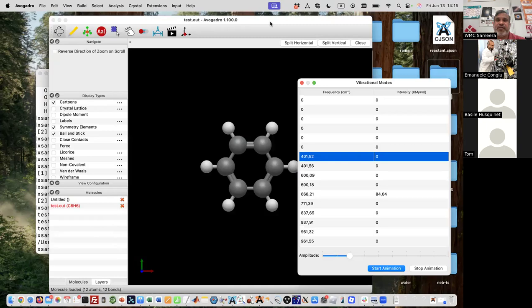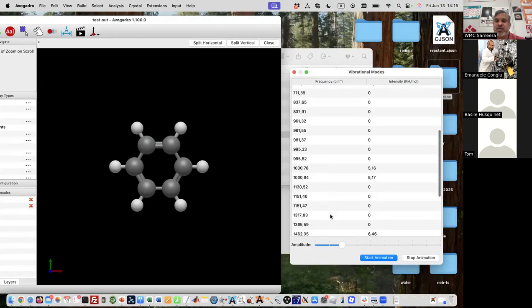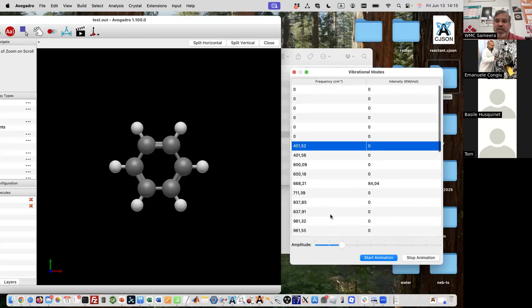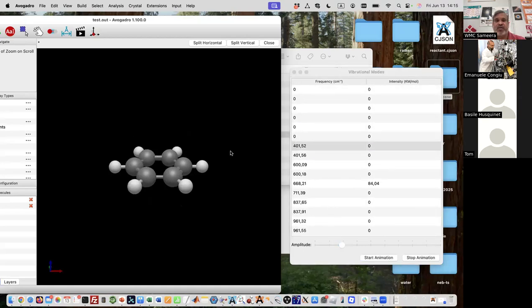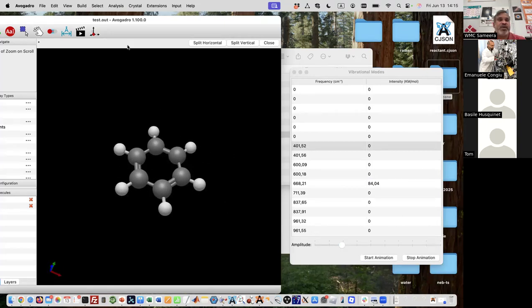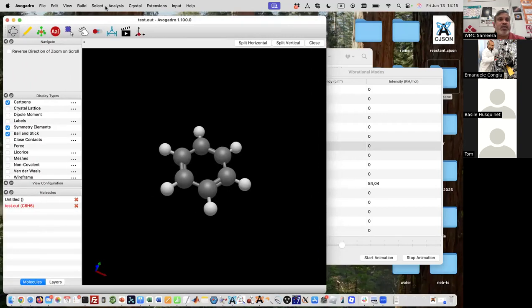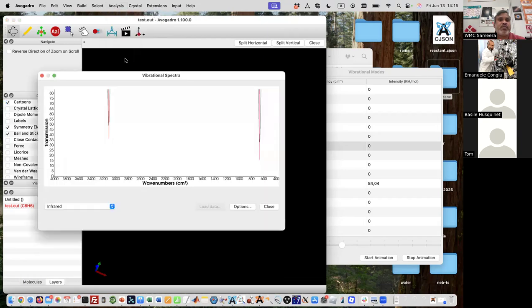So if you look at the frequencies, you can see all frequencies have positive values. It means you are on a local minimum, which is good, and we have the optimized structure. In Avogadro, you can go to analysis and plot spectra, and then you will get the infrared spectrum.